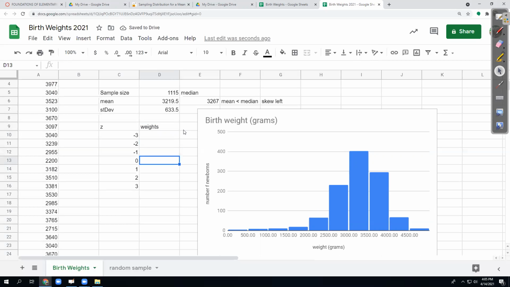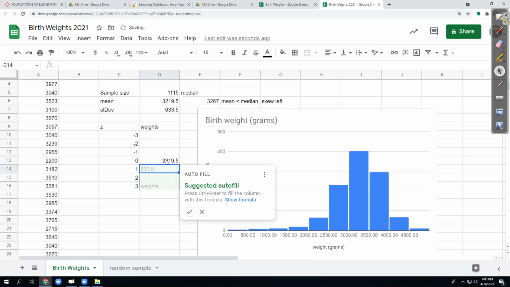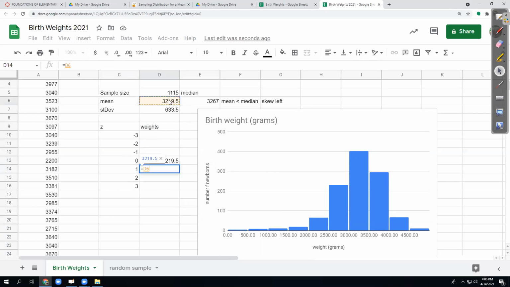Remember, 0 z-score is the mean. So next to the 0 here, I'm just going to go equals and click on the mean. So that number goes in the middle there. Do not want to fill these, Google. And then underneath here, that would be a z-score of 1, which means 1 standard deviation above the mean. So then go equals, what is the mean, plus 1 standard deviation.